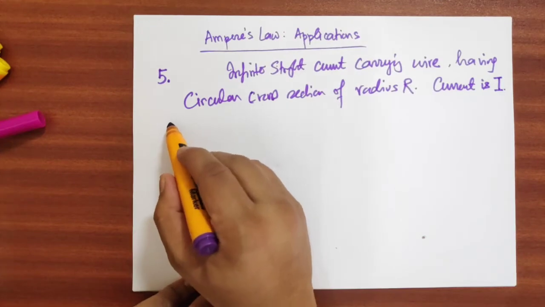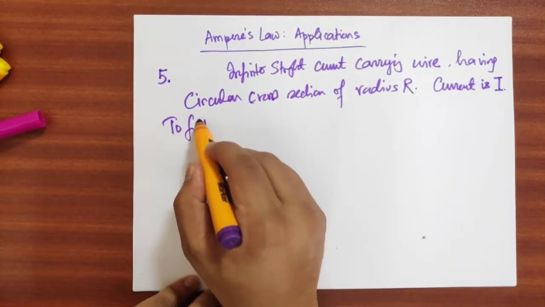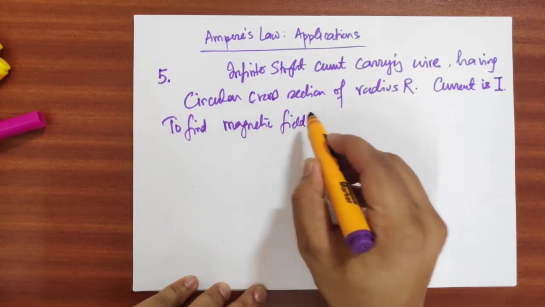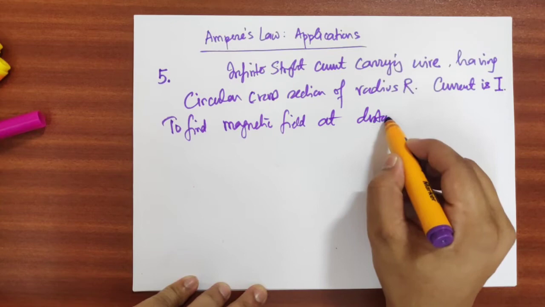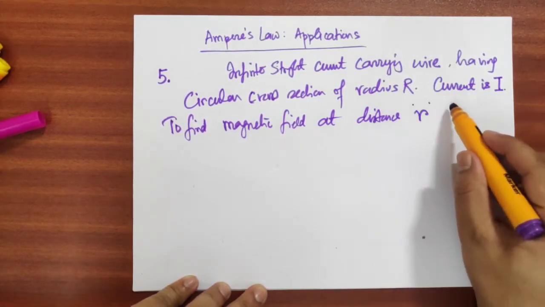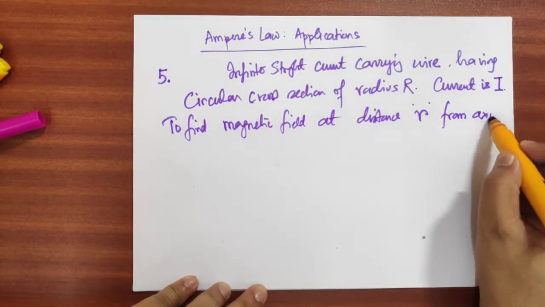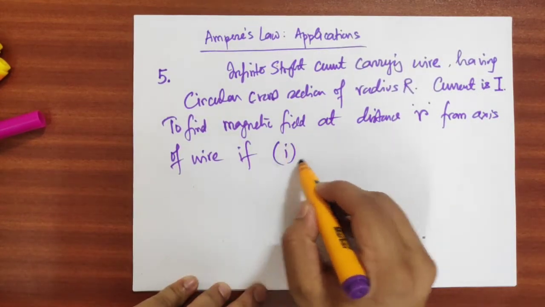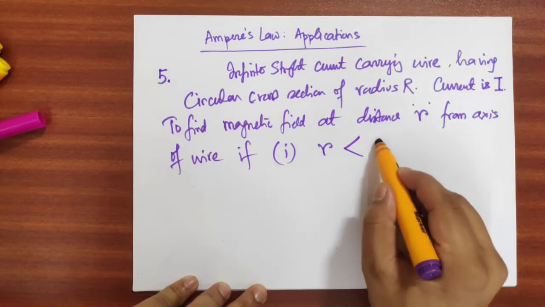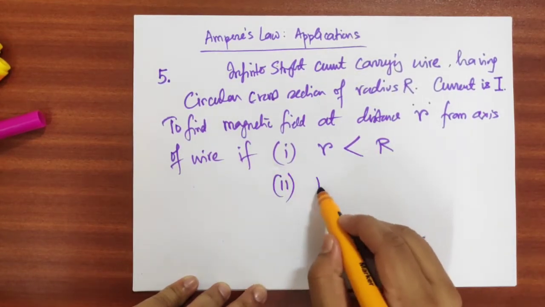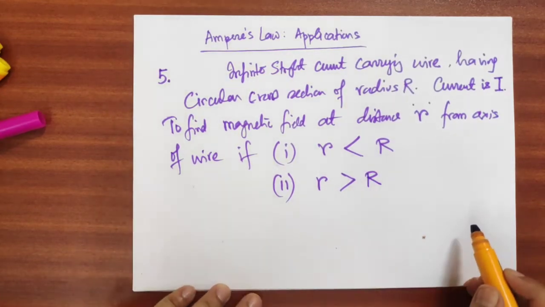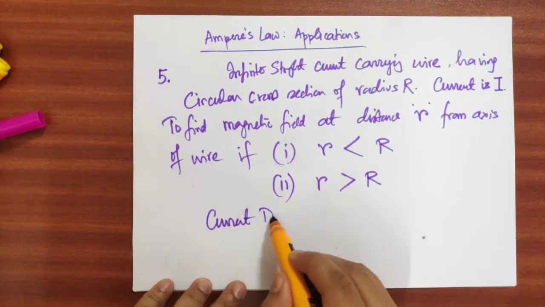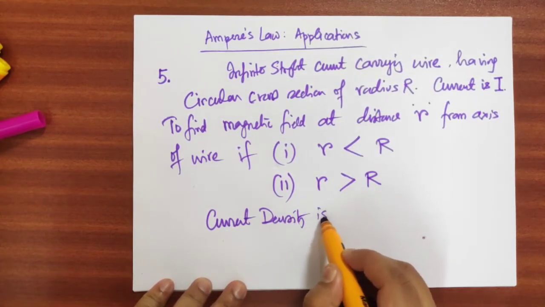So you have to find the magnetic field at distance small r from the axis of the wire. There will be two cases: when small r is less than capital R, and the second case is when small r is greater than capital R. And it's given that the current density is uniform.